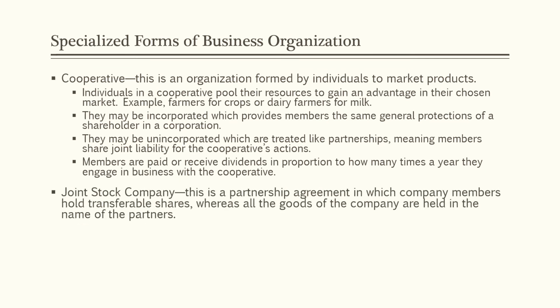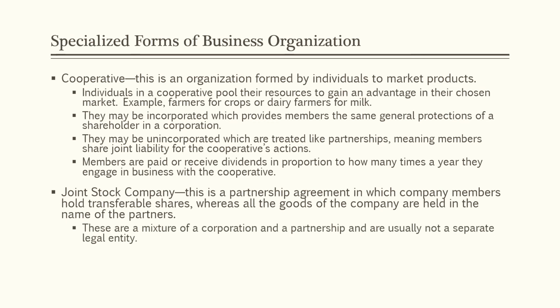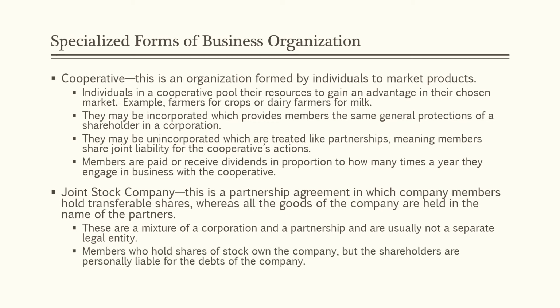This is a partnership agreement in which company members hold transferable shares, whereas all the goods of the company are held in the name of the partners. These are a mixture of a corporation and a partnership and are usually not a separate legal entity. Members who hold shares of stock own the company, but the shareholders are personally liable for the debts of the company. A joint stock company issues shares similar to a public company that trades on a registered exchange.